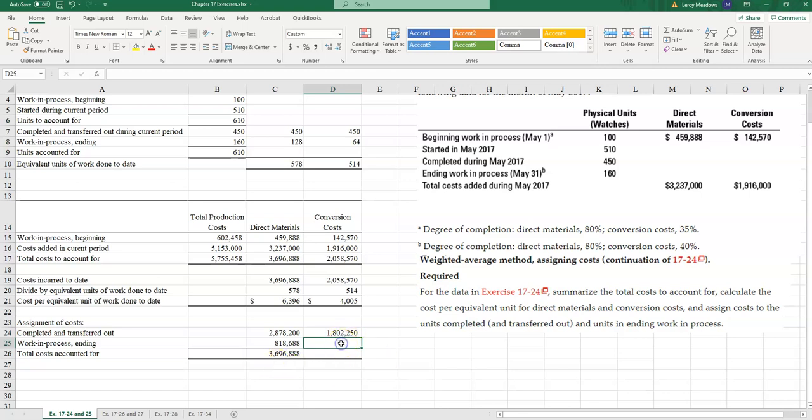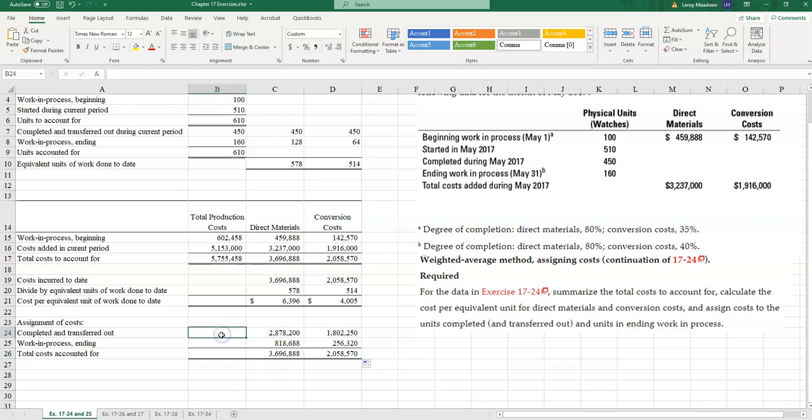Work in process inventory, how am I going to value that for conversion costs? I want to take my cost per equivalent unit for conversion costs and multiply that by the number of equivalent units in ending work in process inventory. And when I do that, I get $256,320 worth of conversion costs in ending inventory. So now let's actually account for those costs. And is the total cost to account for exactly the same here as it is down here under total cost accounted for? Yes, it is. So we know we did everything correctly.